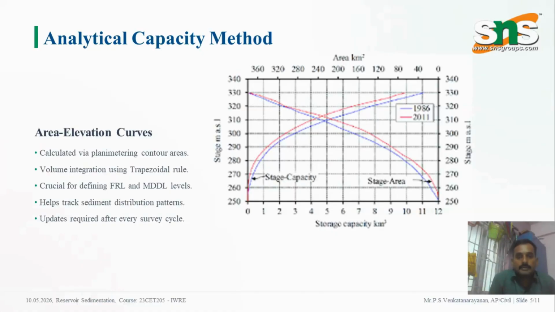Another important method used in reservoir capacity determination is the area elevation curve method. In this approach, contour maps of the reservoir are studied. The surface area corresponding to different elevations is measured using planimetric techniques. Then reservoir volume is calculated using numerical integration methods such as the trapezoidal rule. These calculations help define important operating levels like full reservoir level or minimum drawdown level. This method is useful for tracking sediment distribution patterns over time.